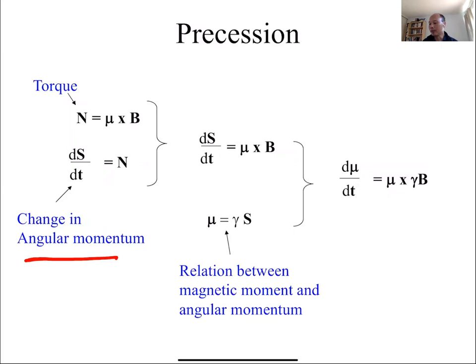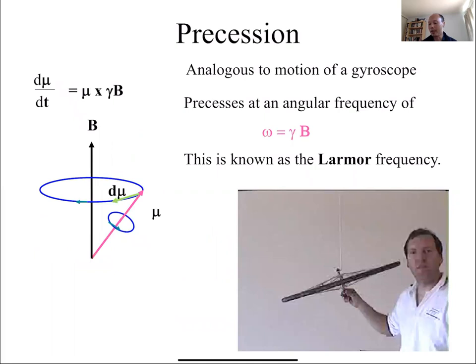But we also have a relationship between magnetic moment and angular momentum. So it turns out for spins, spins tend to have this relationship too. The more angular momentum they have, the more magnetic moment they have. Okay. And so if you combine these two, you get this equation of motion, d mu dt equals mu cross gamma B. So what that means is that if I look at d mu dt, that's the change in mu as a function of time.